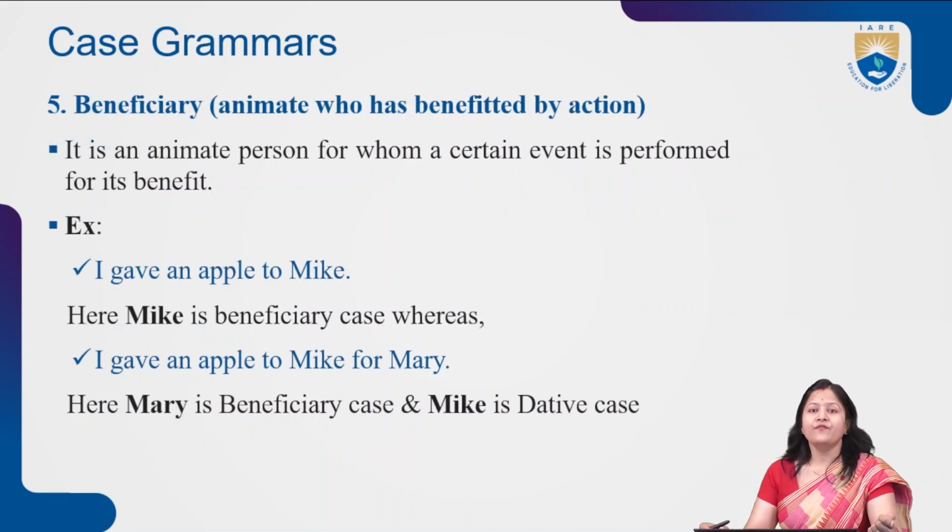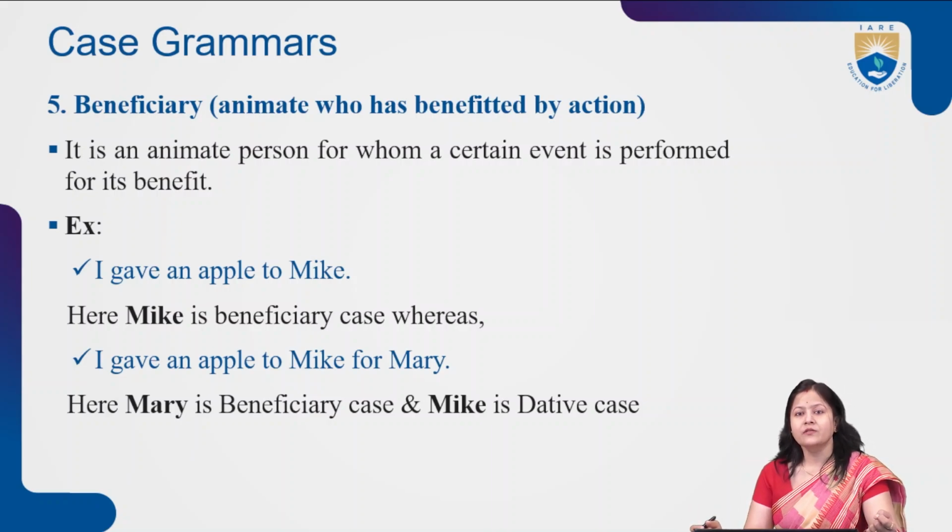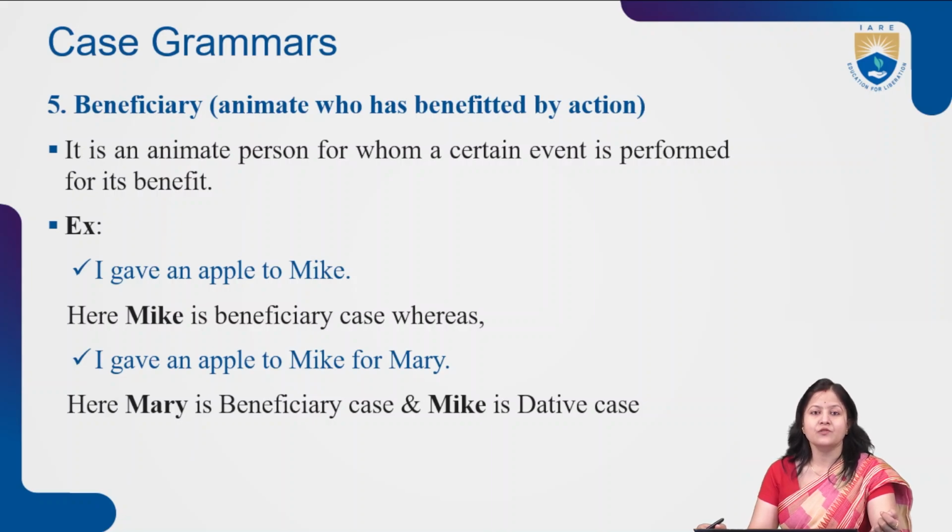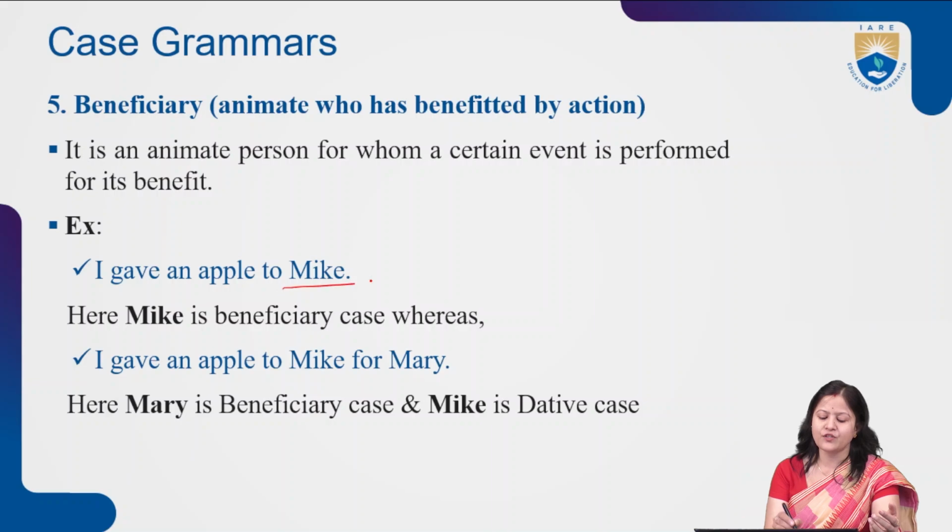Next one, beneficiary. Somebody will be benefited by some other person. It means an animate entity who has benefited by the action. So it is an animate person for whom a certain event is performed for his benefit. Now you can see the example. I gave an apple to Mike. I am giving one apple to Mike. That means who will be the beneficiary here? Mike is the beneficiary here.